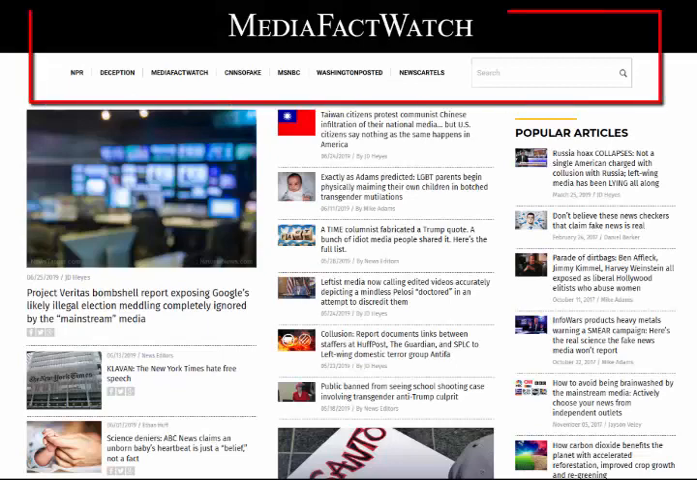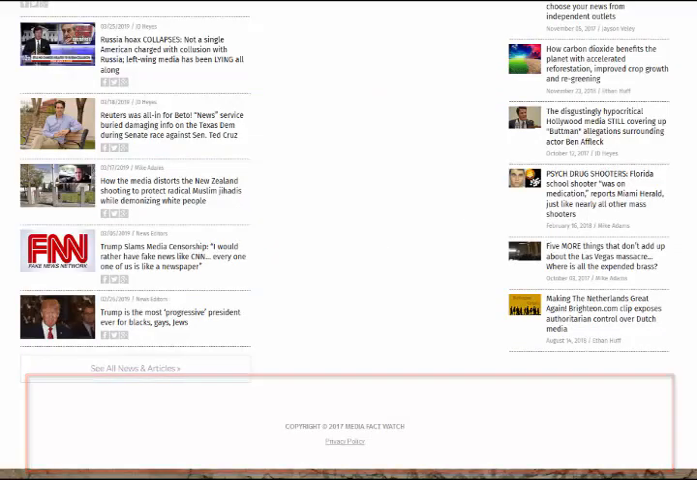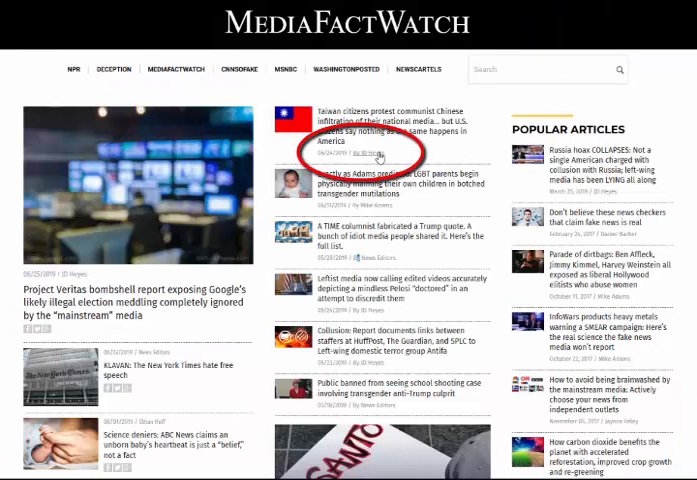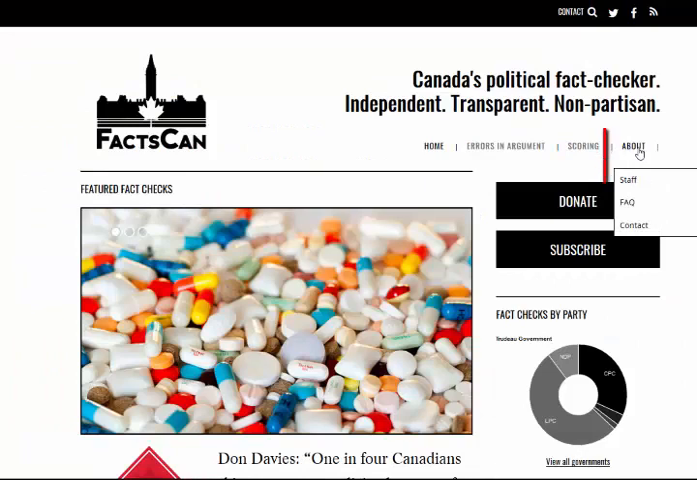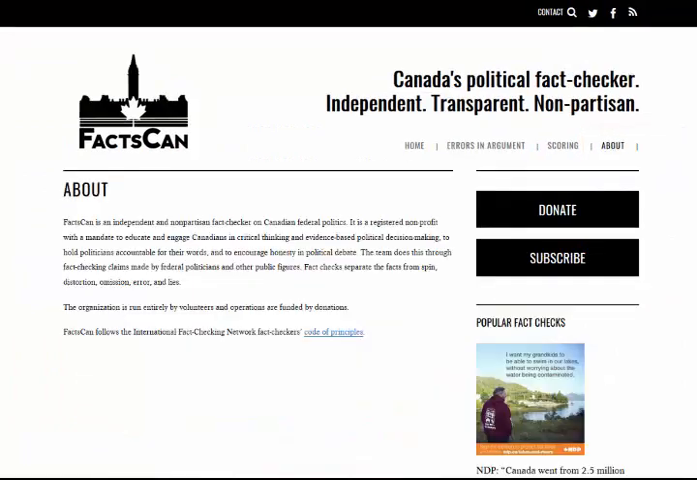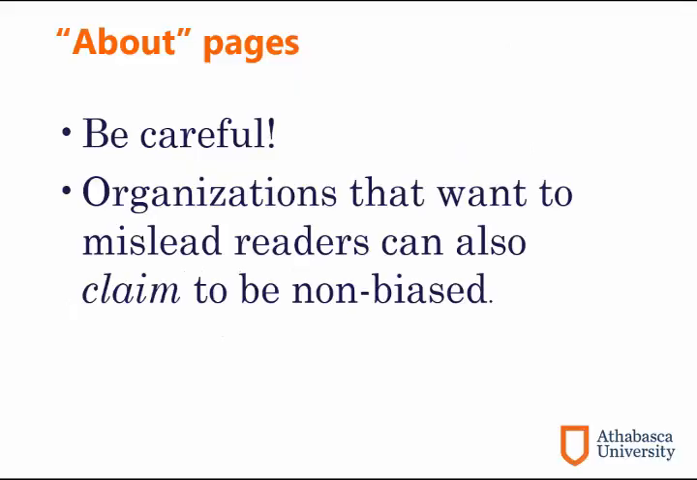This site contains no about page nor any means to contact the site's editors or authors directly in order to ask about it. Again, compare this to FactScan, which has an about page that clearly states its purpose. As I mentioned in the last video, a site's about page can be used unscrupulously to deceive readers into thinking that it is reliable, so it's good to approach these pages with caution. Media FactWatch has no about page, which is not a good sign for its credibility, so I will use lateral reading to see what other sources have to say about it.